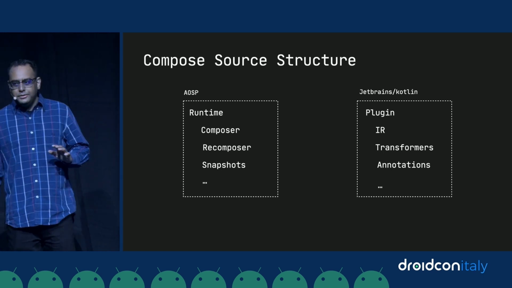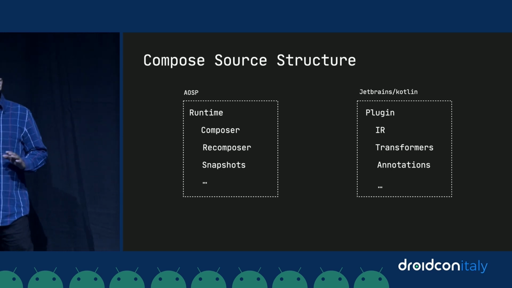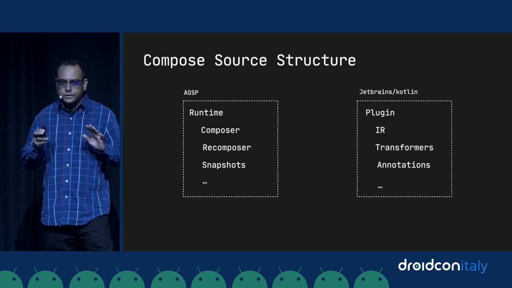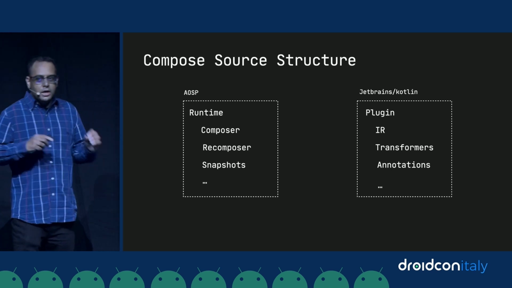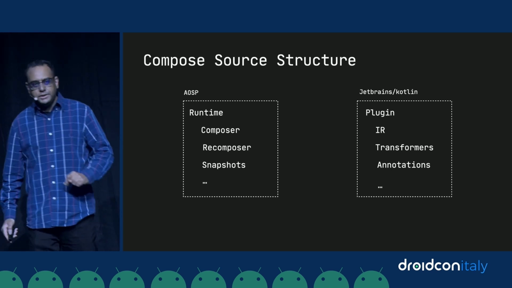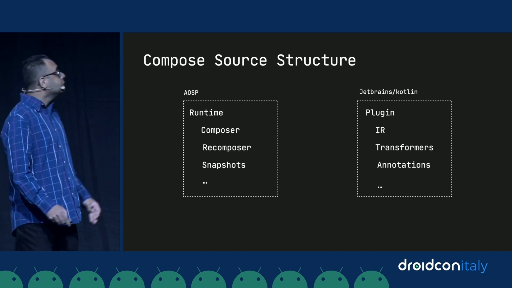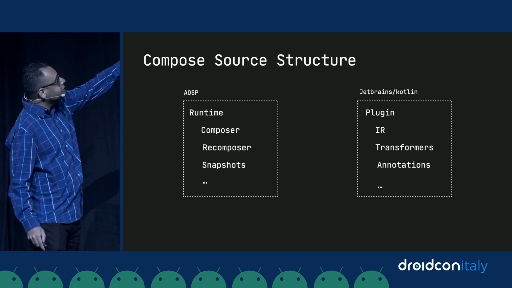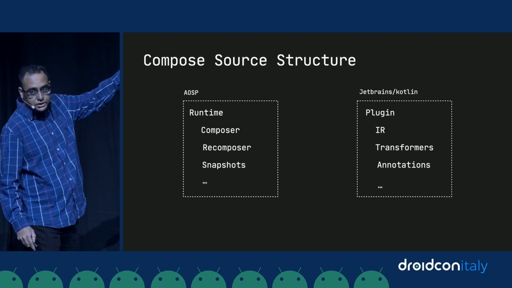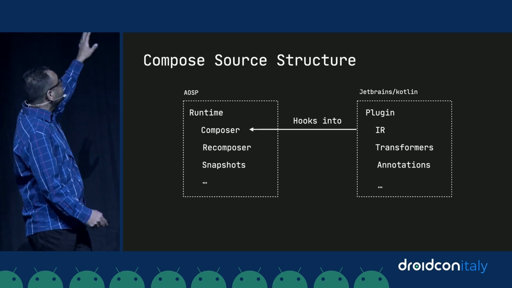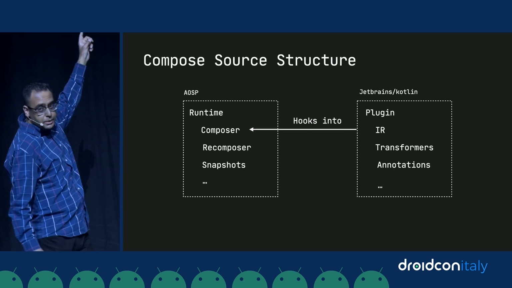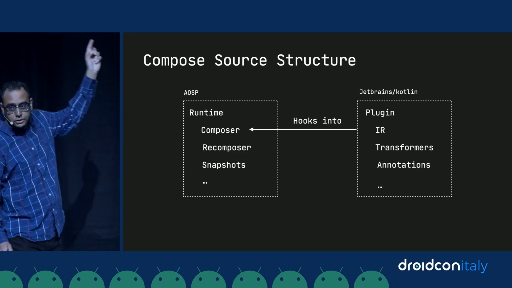So a compiler plugin allows you to hook into the different phases of the Kotlin compiler. I'm going to walk you through at the end of this presentation how that works in terms of live coding it. Those are the different transformers that transform your code to be able to hook into the runtime, for example, the composer.